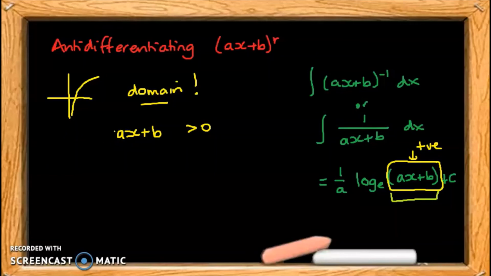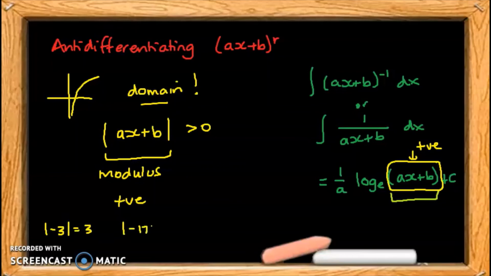Now, when we have a situation like this, where we might get a negative number in here, one of the things we can do is to place these two lines around it. These two lines are all about the modulus function. What it means is that whatever I have in this value between the two lines, I'm going to take the positive of that value. So the modulus of -3 equals 3, and the modulus of -17 equals 17. And therefore the modulus of ax plus b is greater than 0, and that means we can use it in our log expression all the time.